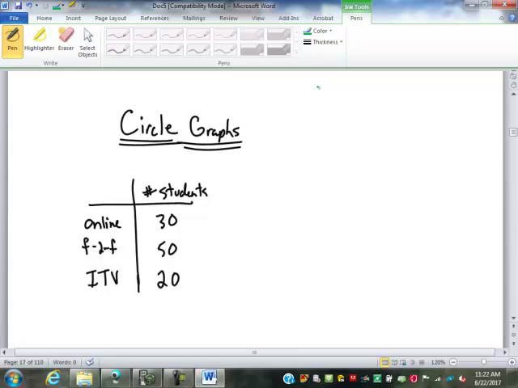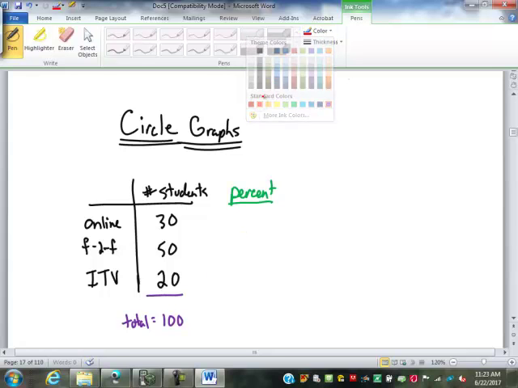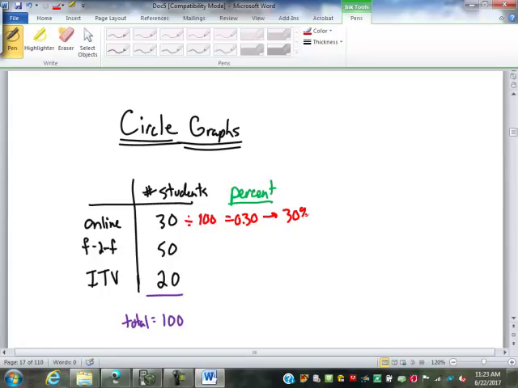If I want to make a circle graph, first thing I have to do is figure out the percent for each of them. To figure out the percent, I first find a total. If I add up 30, 50, and 20, I get 100. To find a percent, I divide each number by the total. Well, in this case, it'd be 100, so that's going to be 0.30. 0.30 is 30%.